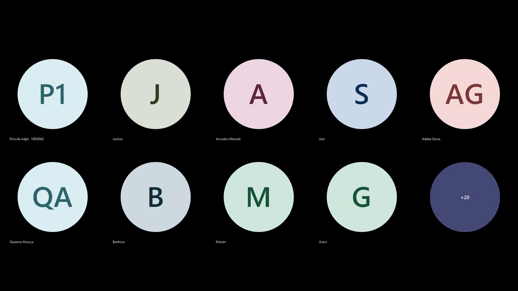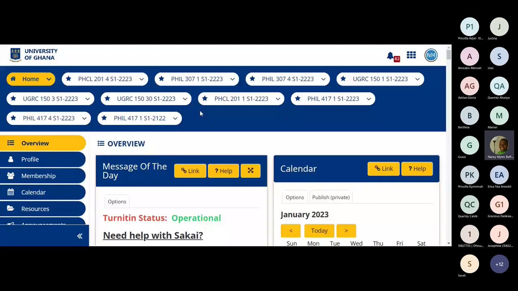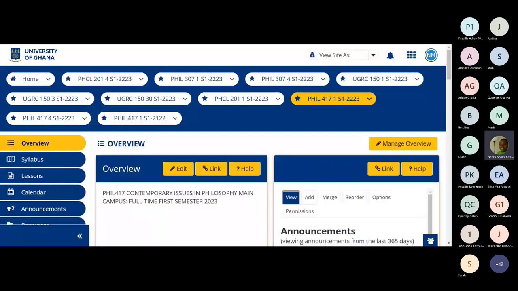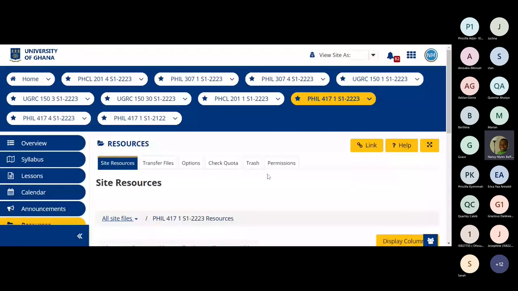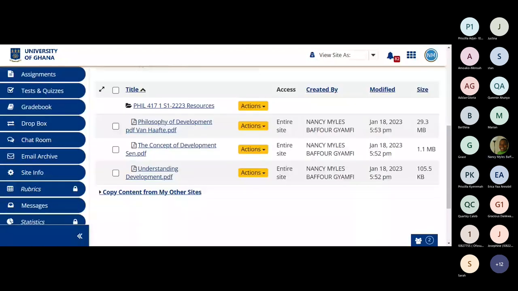All right, so this is Sakai. This is your main campus. So this is Philosophy 417. This is the resource given to you. Okay, they were put there. Philosophy of development, the concept of development itself by Amartya Sen, and then understanding development, which are the slides. You didn't see anything in any of them apart from Queenie. That's what I'm asking, please.